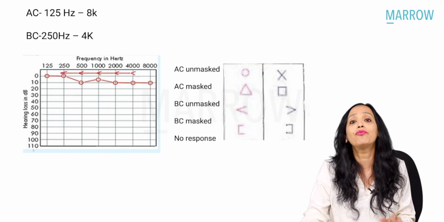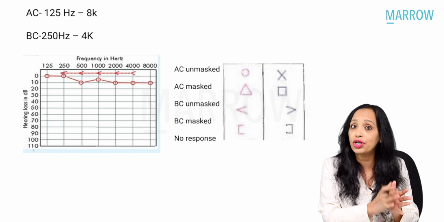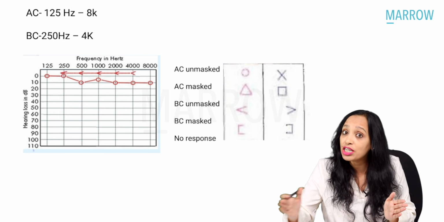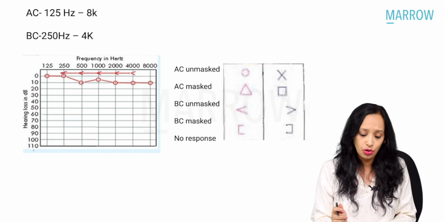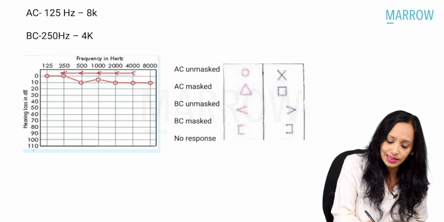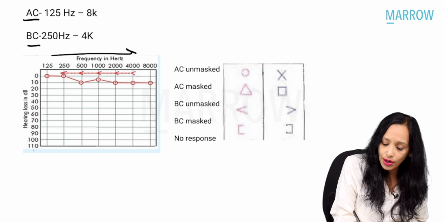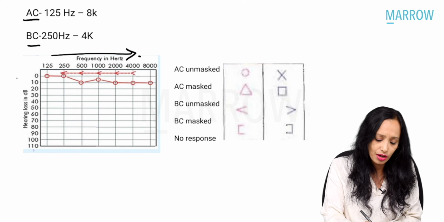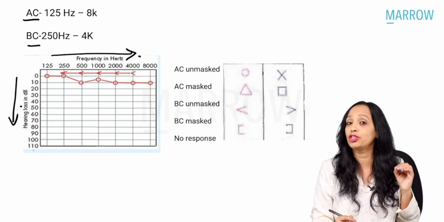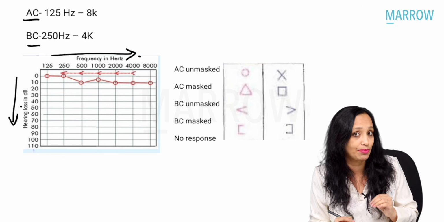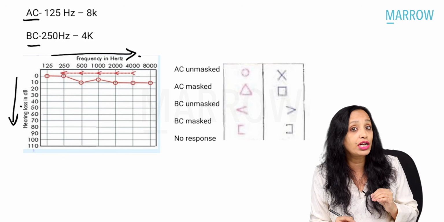So yes, in the audiogram what we are doing, we are testing the hearing of the patient in the various frequencies. Yes, so the frequencies that we are testing in the air conduction and the bone conduction are on the x-axis, whereas on the y-axis we are measuring the hearing loss in decibels. Right? Yes, it is hearing loss in decibels.